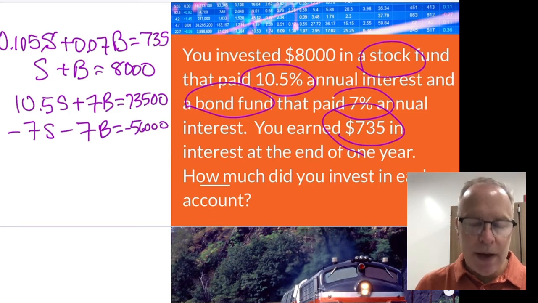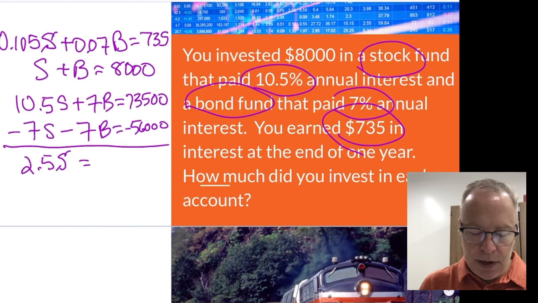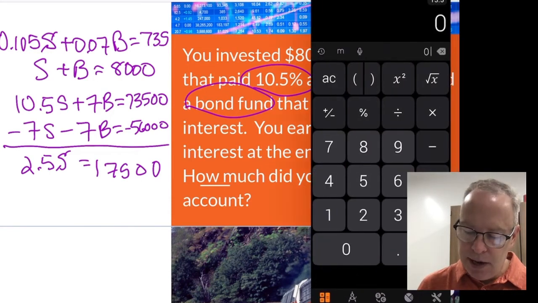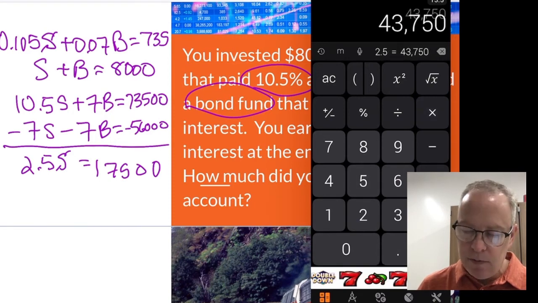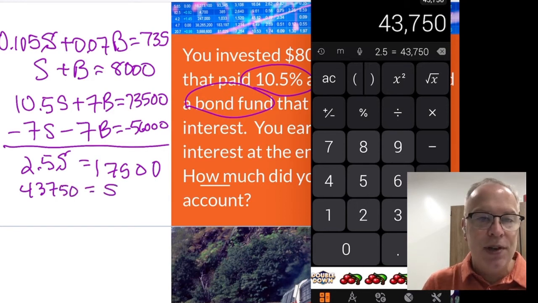All right, so that wasn't too bad. Now I can add them together and I get 2.5s equals, and I have to subtract here, 17,500. Now I'm going to go to my handy dandy calculator. 17,500 divide by 2.5, and I got 43,750 was invested in the stock fund.